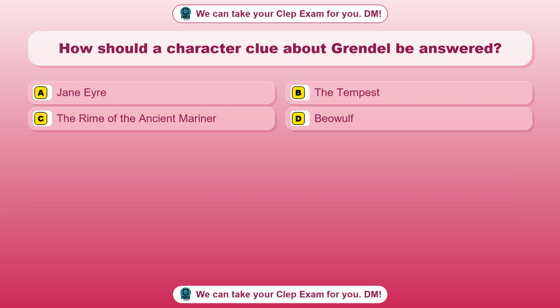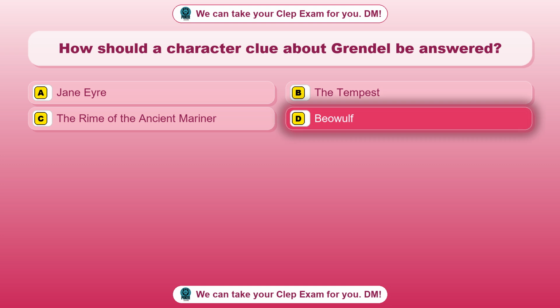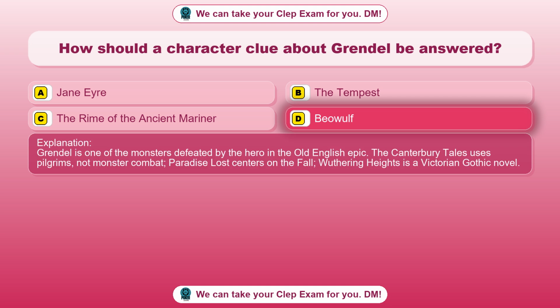Question 55. How should a character clue about Grendel be answered? Option A. Jane Eyre. Option B. The Tempest. Option C. The Rime of the Ancient Mariner. Option D. Beowulf. The correct answer is option D. Beowulf. Grendel is one of the monsters defeated by the hero in the Old English epic.